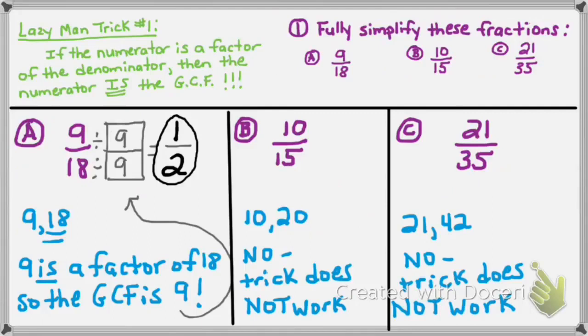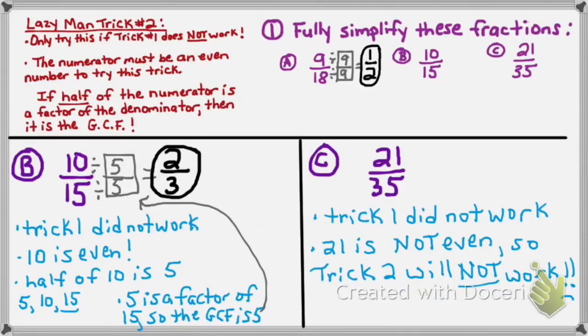In our first example, letter A, 9/18, lazy man trick number 1 did work because the numerator 9 was a factor of the denominator. I went through my 9 times tables. I did get to 18. So therefore I knew that 9 was my greatest common factor, put it in my window box, and I reduced it to 1/2.